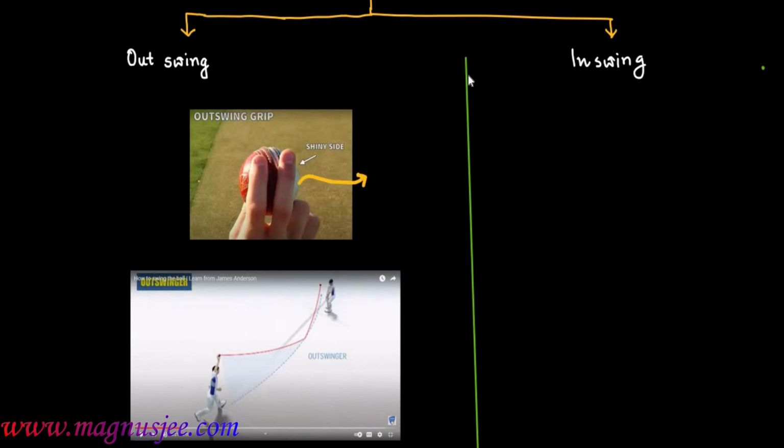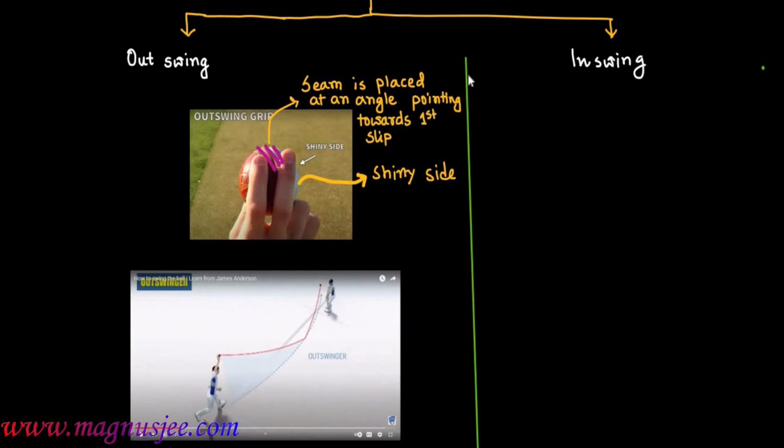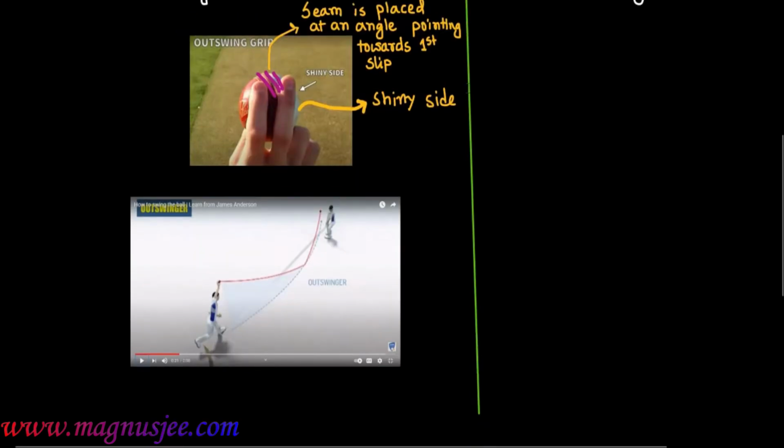So in the diagram for outswing, the shiny side or smooth surface is placed in this position, and the ball is released with the seam at an angle with the initial line of flight. The seam is placed at an angle pointing towards the first slip.